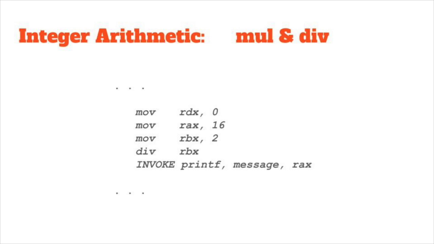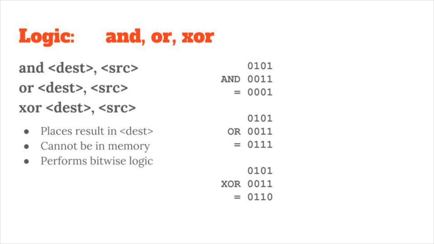Okay, so let me know if I'm going too fast or if you have any questions and I'm not explaining anything enough. Okay, so AND, OR and XOR are very similar to the add and subtract functions. It's just a different operation where you have the destination and source and the answer is placed inside the destination.